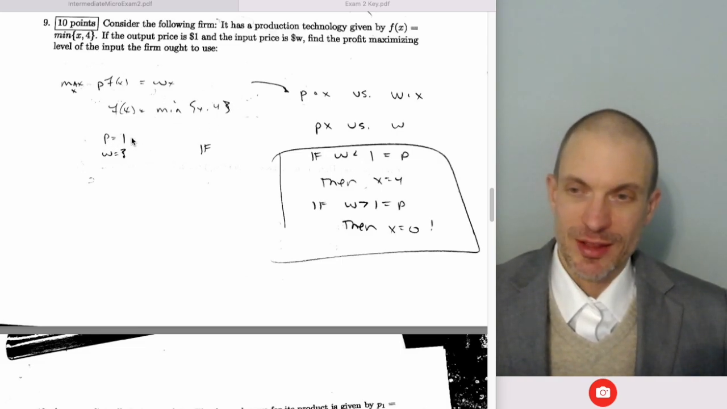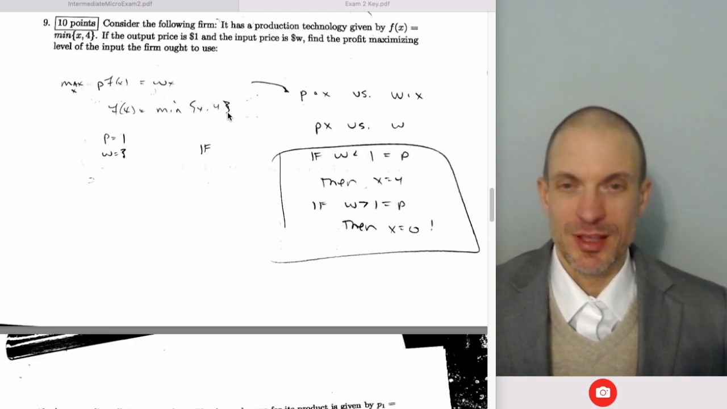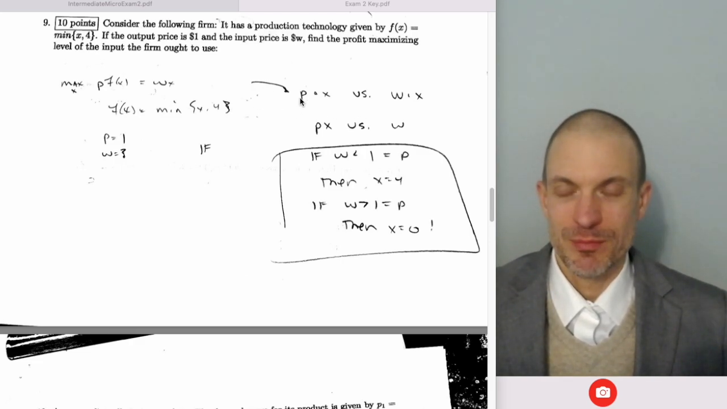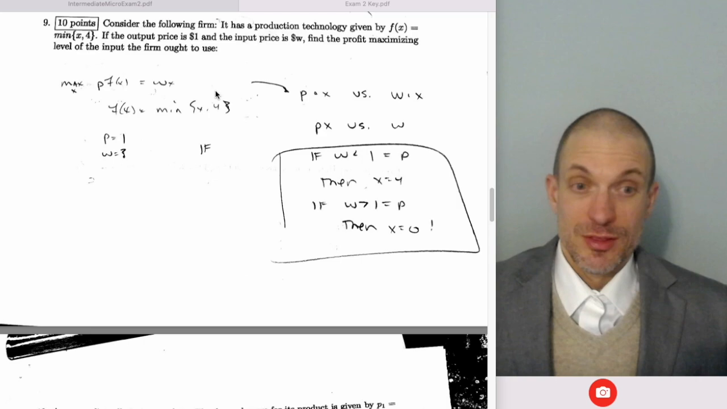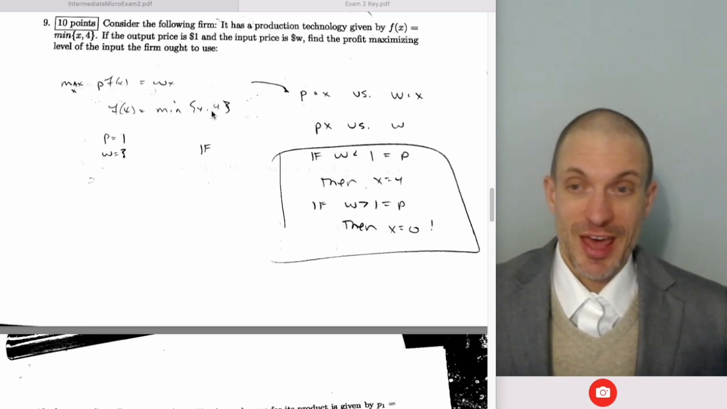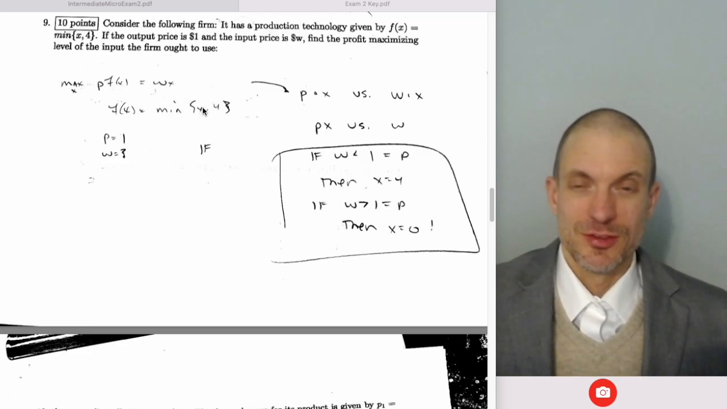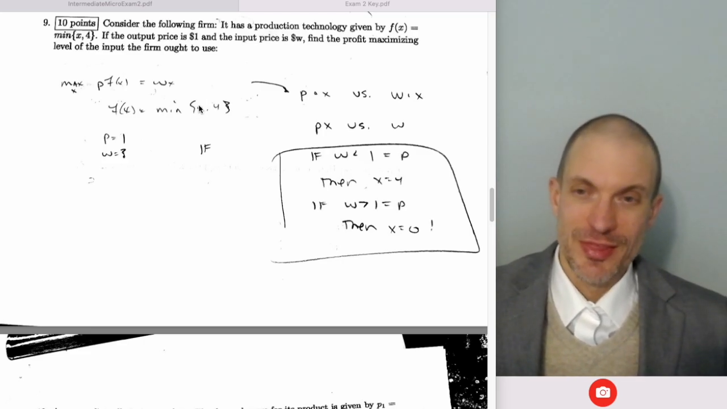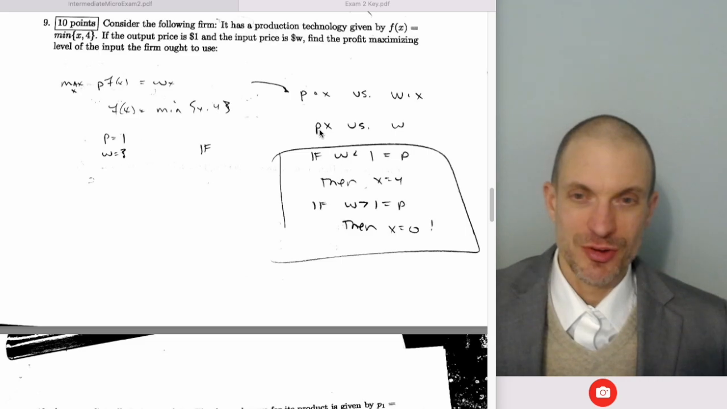The price of the output is 1, and we don't know the price of the input. Well, we do know one thing: we're basically comparing PX versus WX, or omega x. So the cost is going to be omega x. The revenue is going to be P times x, up to 4 or whatever, and then beyond that, it's just going to be 4. So we have to think about, what's going to be relevant? What's the comparison of this?